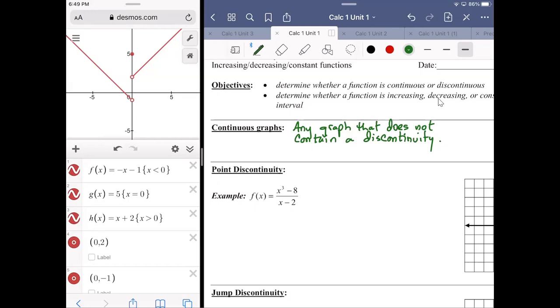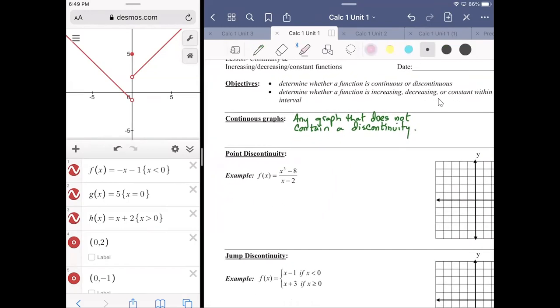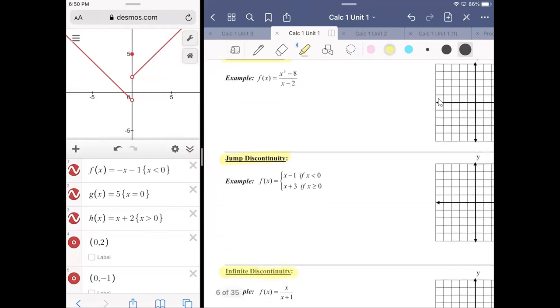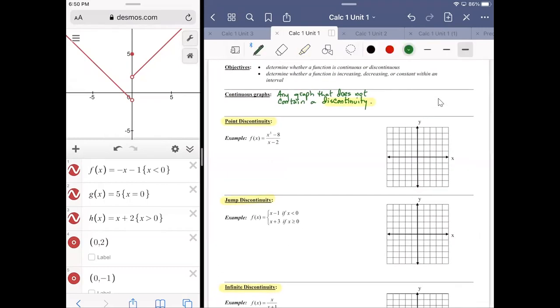All right, so discontinuities, I'm just going to use my highlighter here to emphasize them. They're really any kind of break in the graph. So you could have a point discontinuity, a jump discontinuity, or you could have an infinite discontinuity. All right, so that's a break in the graph.